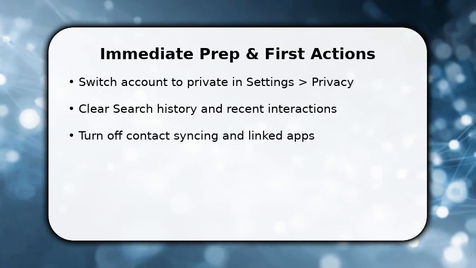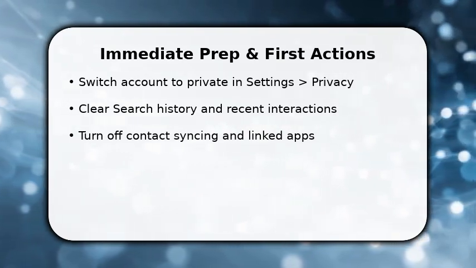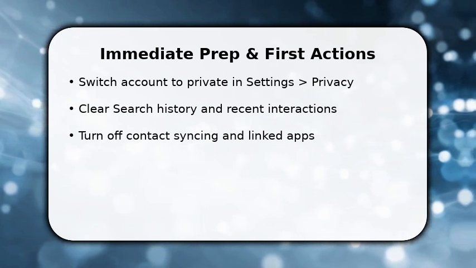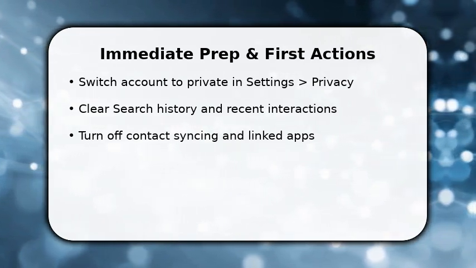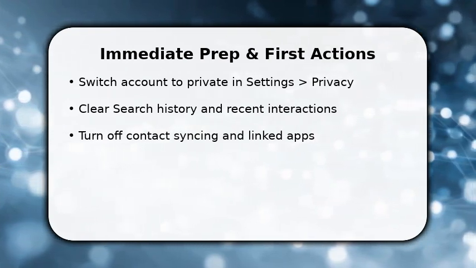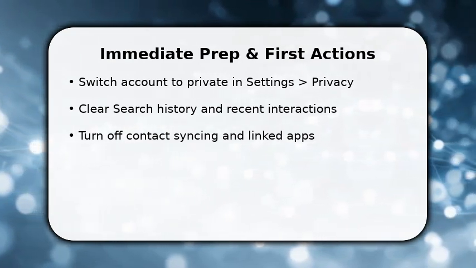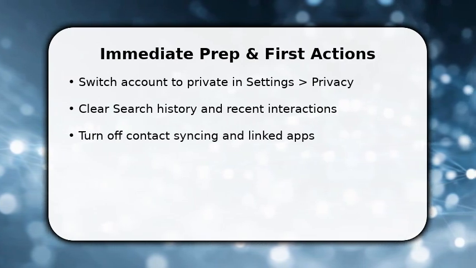You start by cutting the feed signals that train Instagram. First, make your account private and stop new unknown accounts from influencing recommendations. Next, clear your search history and remove recent interactions so the algorithm loses immediate context. Then disable contact syncing and review connected apps to stop external data.